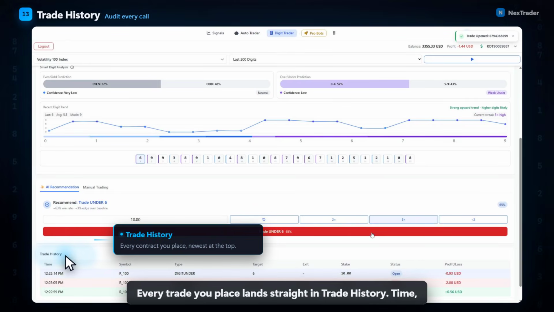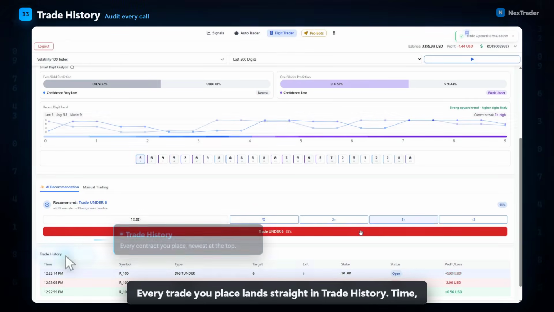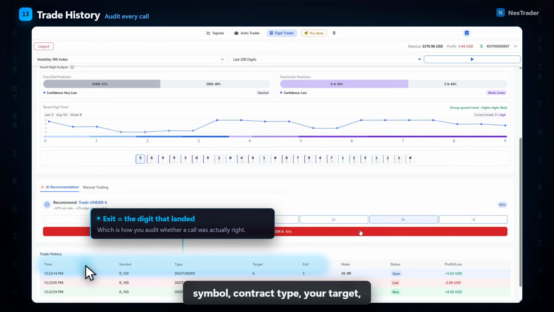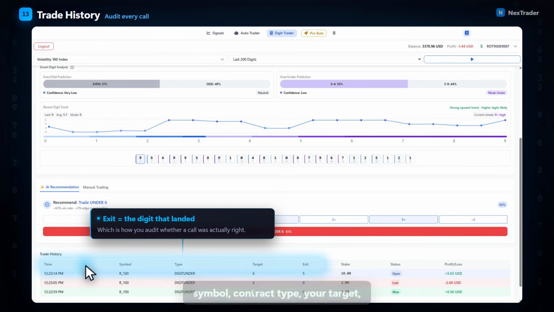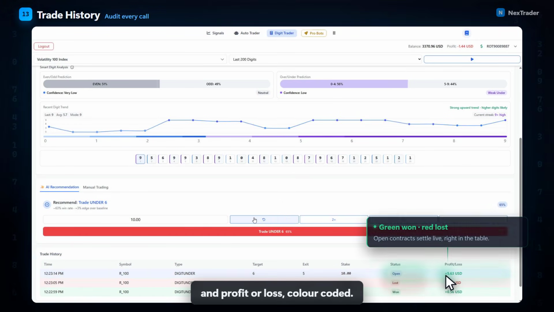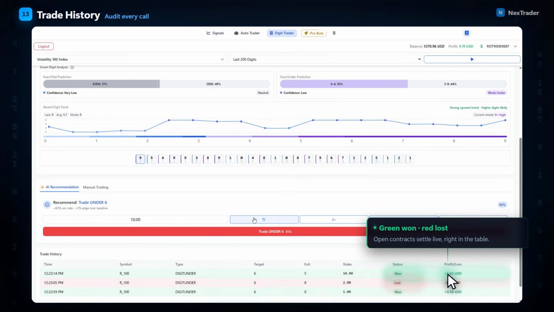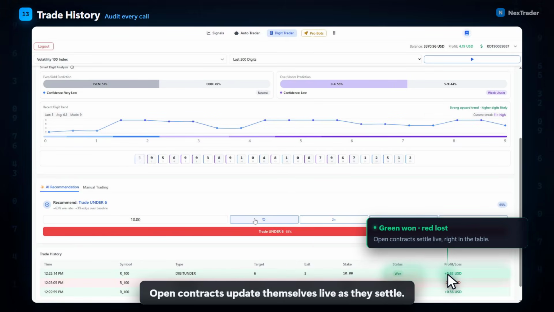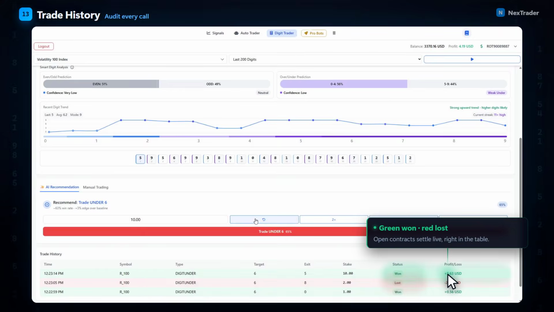Every trade you place lands straight in trade history. Time, symbol, contract type, your target, the exit digit that actually showed up, your stake, and profit or loss color-coded. Open contracts update themselves live as they settle.